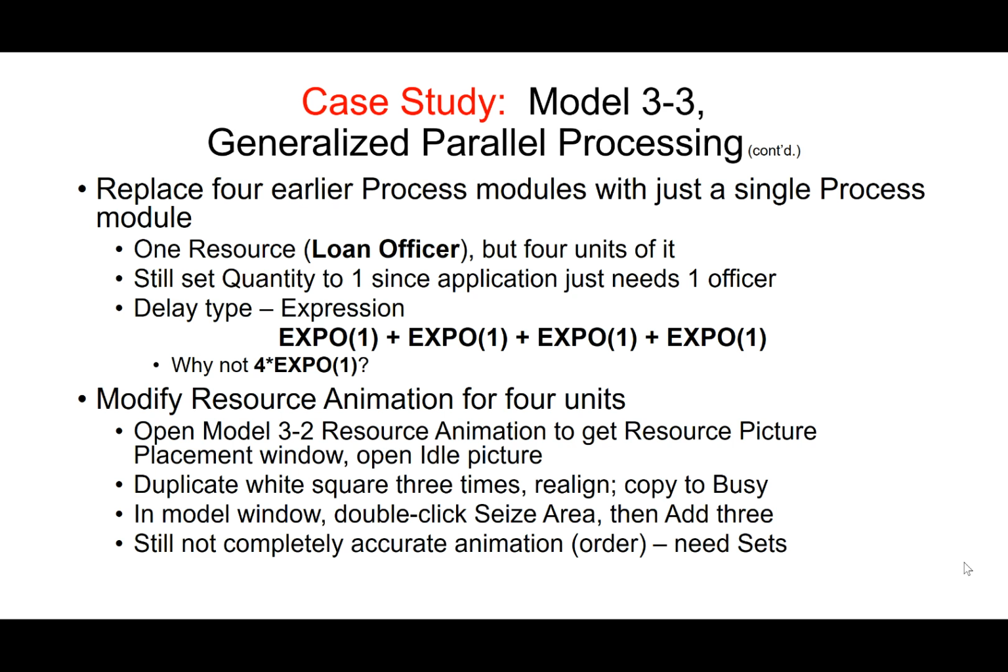So replace the 4 earlier process modules with just a single process module. In this case here, we'll use 1 resource, the loan officer, but 4 units of that. So we're going to have 4 of the same resource in this instance. Still set quantity to 1 since the application needs just 1 officer, and the delay type expression is expo 1 plus expo 1 plus expo 1 plus expo 1.